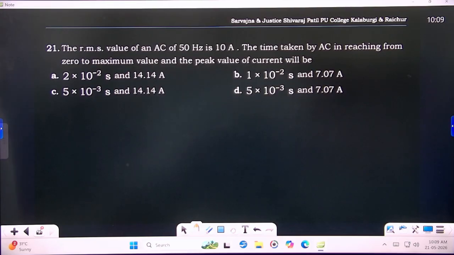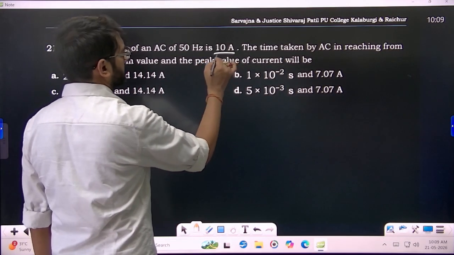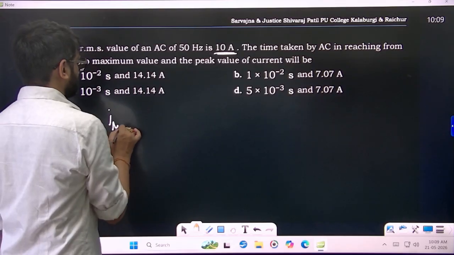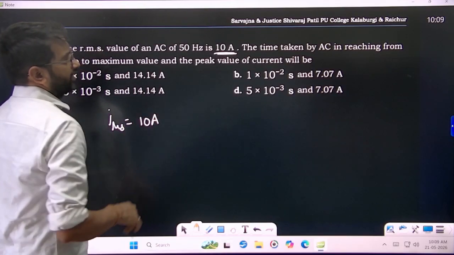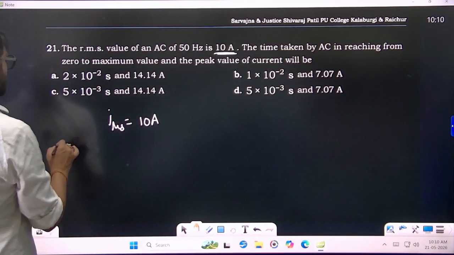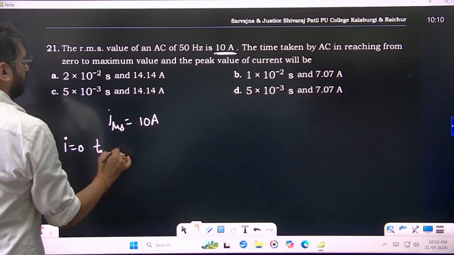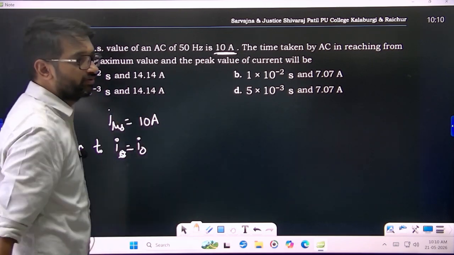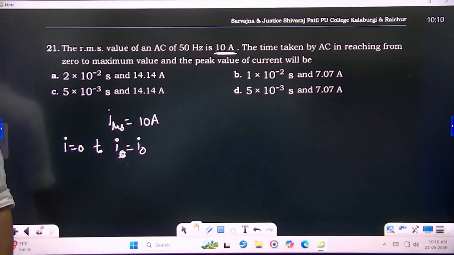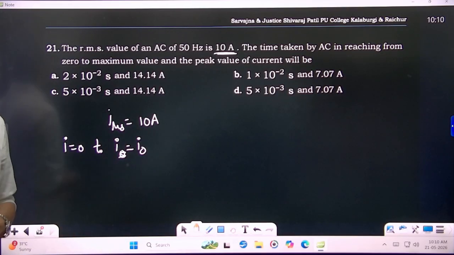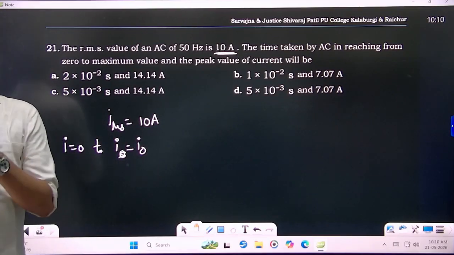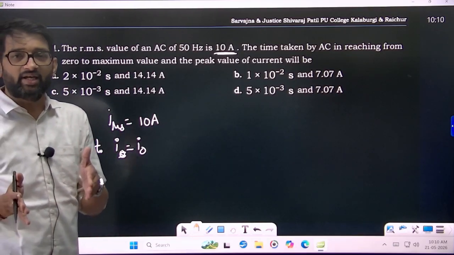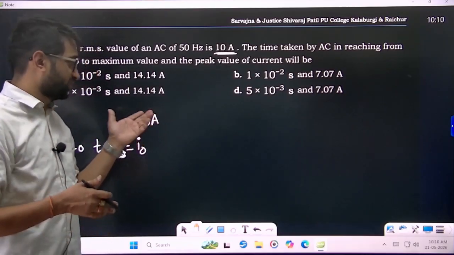Next, the RMS value of AC of 50 Hertz is 10 amperes. So IRMS is equal to 10 amperes. The time taken by AC in reaching from 0 to maximum. Yesterday's video, if you have seen, therein I have given you some shortcuts, in case of oscillations, time taken by the body to go from y equals to 0 to y equals to a by 2, y equals to 0 to y equals to a by root 2. I said this is helpful in alternating currents also. So this is where you can just take.